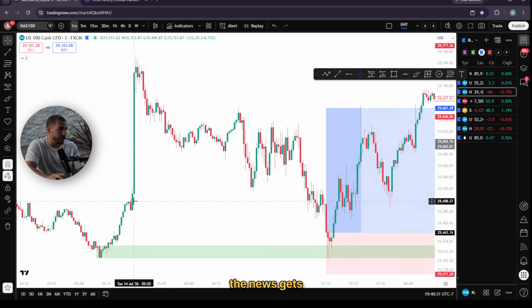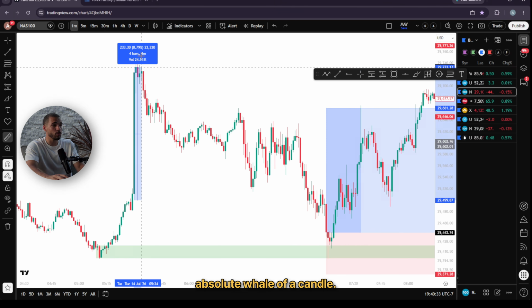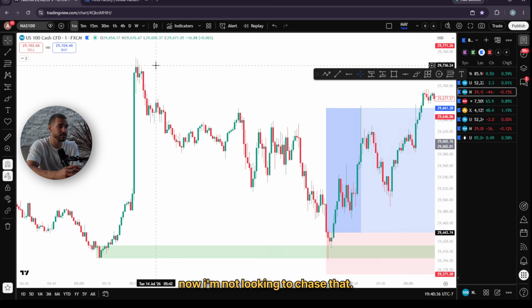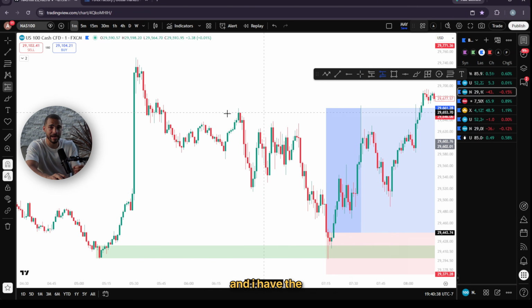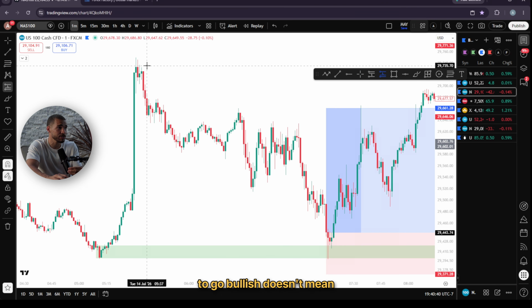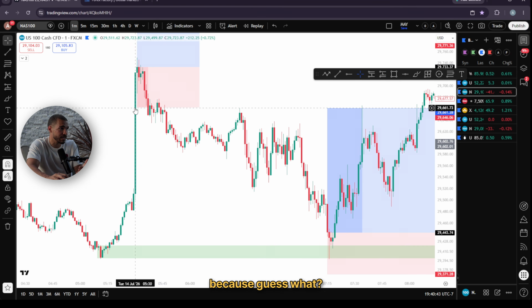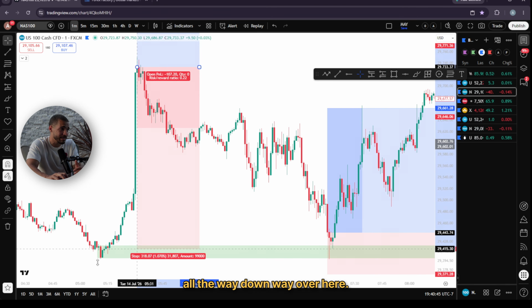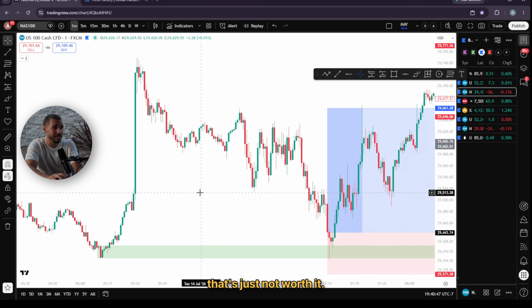And it's very simple. The news gets released and we get this one absolute whale of a candle. Now, I'm not looking to chase that. Just because the market's already flying and I have the fundamental bias that I'm looking to go bullish doesn't mean that I just enter up here, because guess what? My stops would have to be all the way down, way over here. And at the end of the day, that's just not worth it.